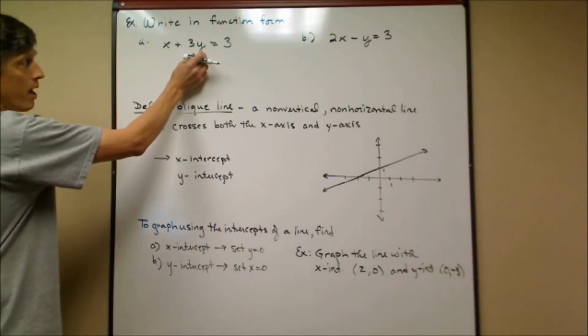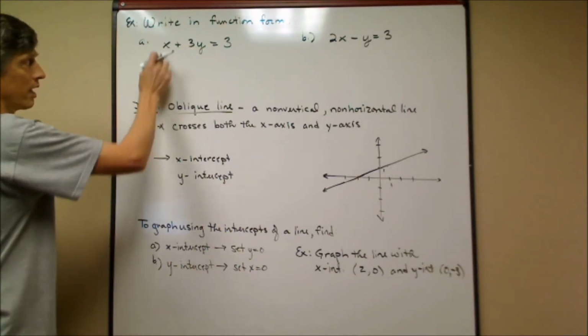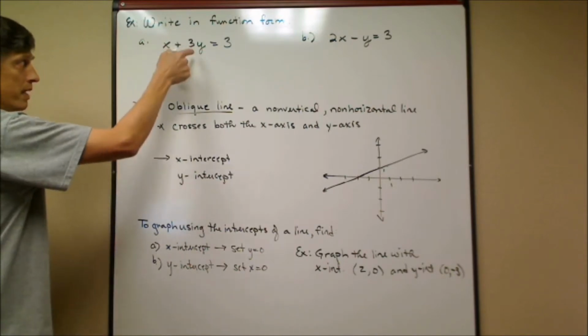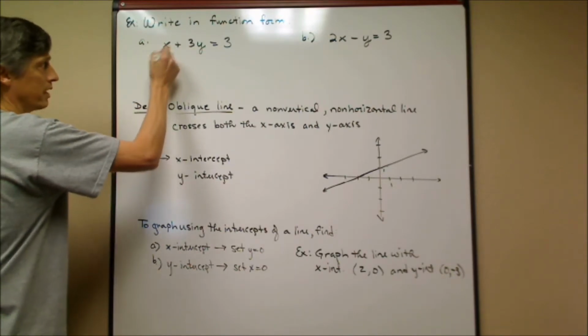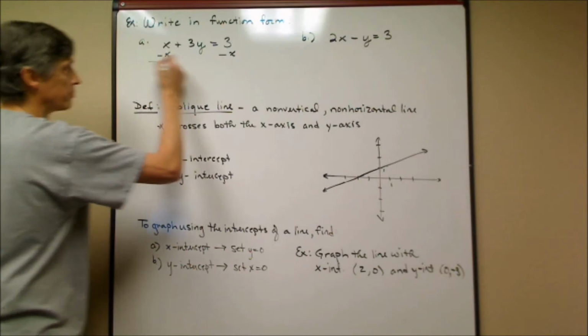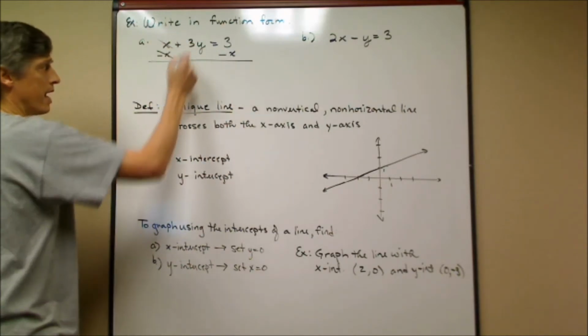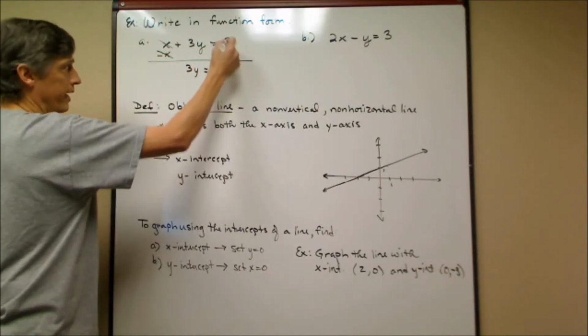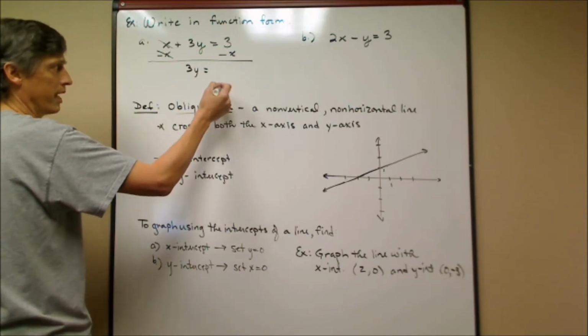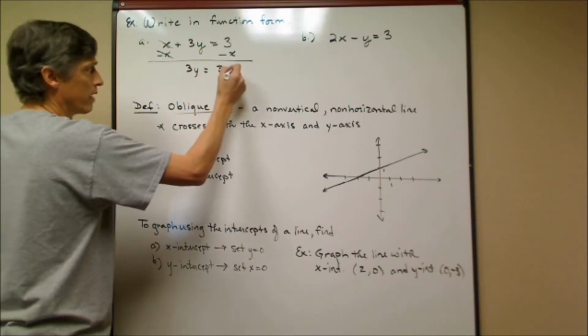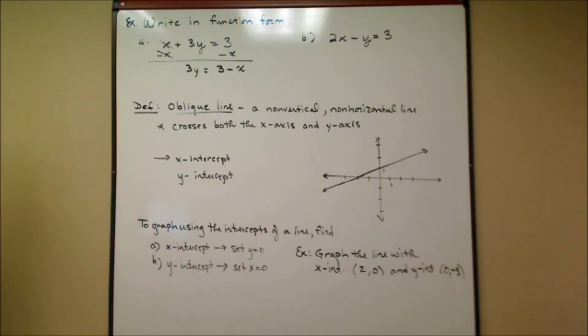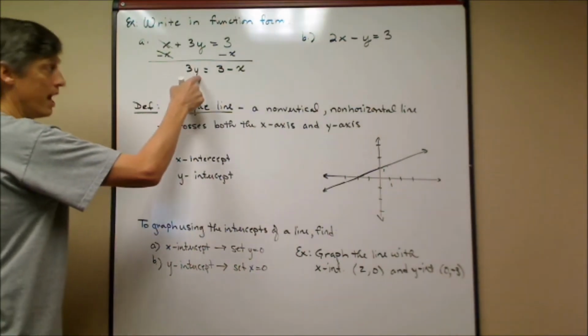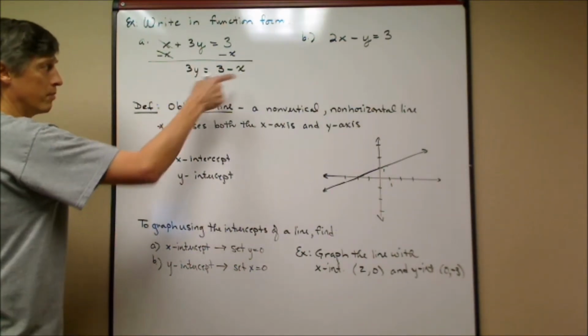To get the variable y all by itself, I have to get rid of the 3 that's times it. I have to get rid of the x that's being added to it. I'm going to start off by subtracting x from both sides. Now if I do that, I get 3y equals, now I can't actually subtract the 3 and x because they're not like terms, so I'll write 3 minus x. And then to get rid of the 3 that's times the y, I'm going to divide both sides by 3.